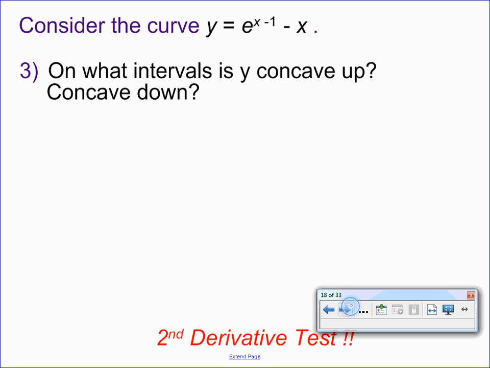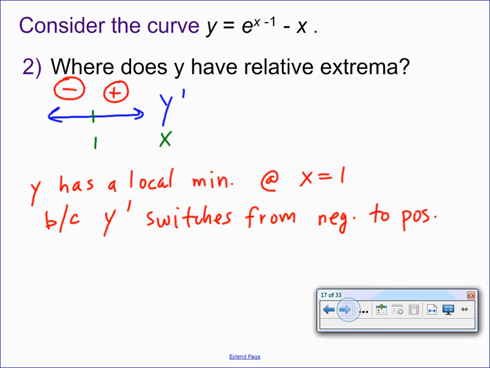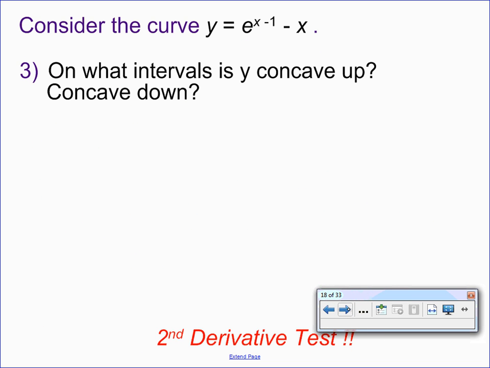All right, so let's go ahead and tackle our concavity. Which derivative tells us about the concavity of our original function y? Maggie? Double prime. So here we go. We already have y prime. Our y prime expression rewritten is e to the x minus 1, the exponential itself, times the derivative of the exponent, times the natural log of the base, minus the derivative of x, which is 1. And now we'll go to y double prime.